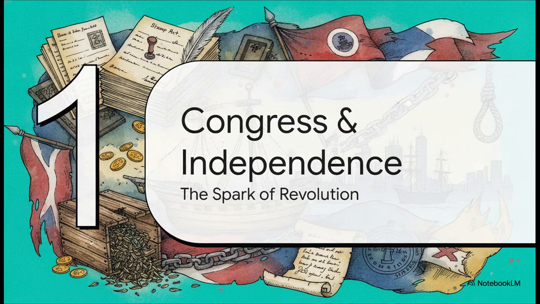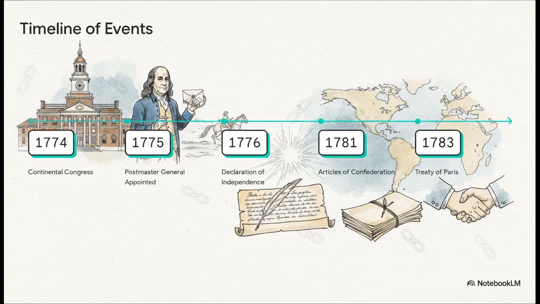Okay, part one, Congress and the move to independence. The source texts map out a really rapid sequence of dominoes falling here. It kicks off with the Continental Congress in 1774. Just a year later, in 1775, Benjamin Franklin is appointed as the first Postmaster General. This momentum rolls straight into the Declaration of Independence in 1776, leads to the Articles of Confederation in 1781, and finally wraps up with the Treaty of Paris in 1783.